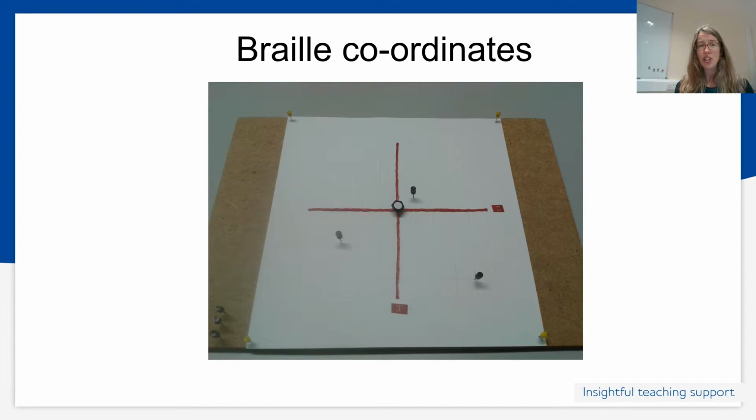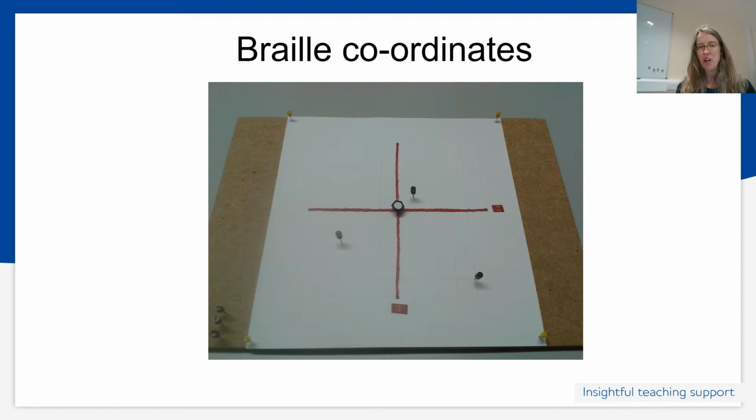Again, if we're looking at doing a Braille coordinate graph, we have got our embossed graph paper here, and I have used wikki sticks, which are the sort of waxed strings, and they can be stuck to the paper, and they're quite good at staying in place. So you can mark out your axes with that.